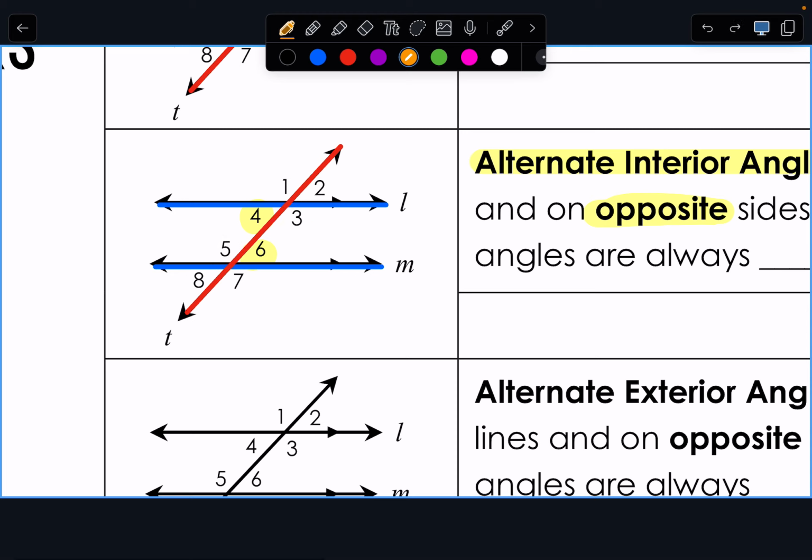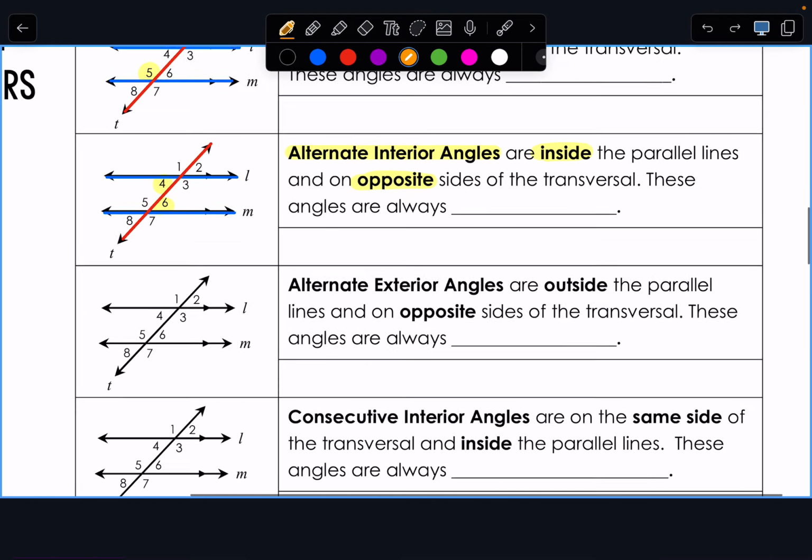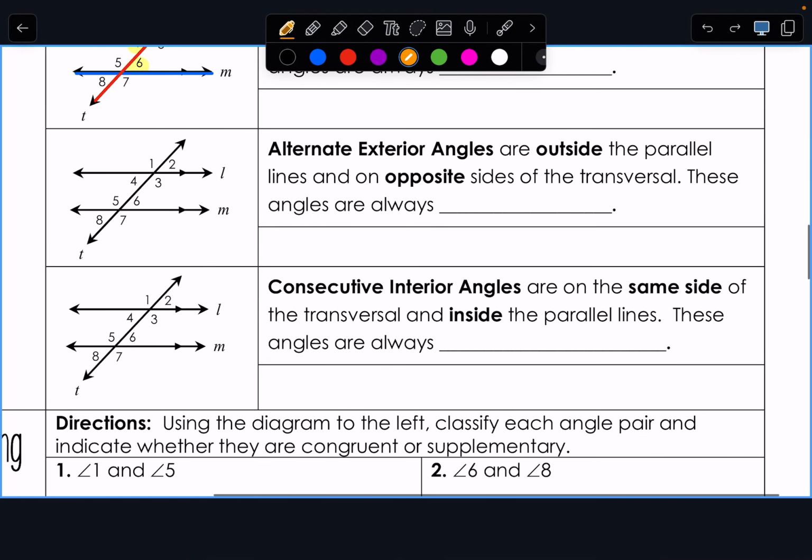Trudy, are you really loud right now? I'm back. Okay. Okay. Highlighter.